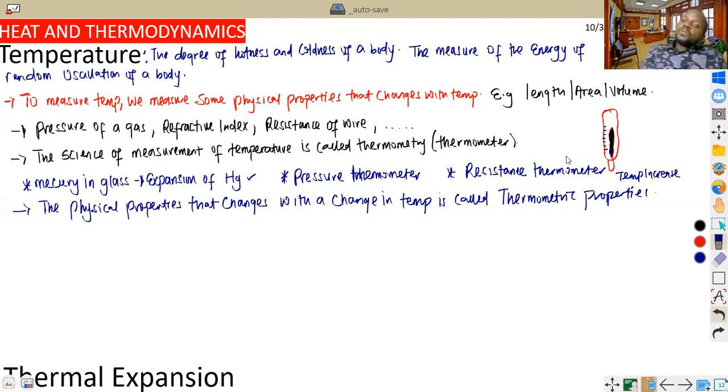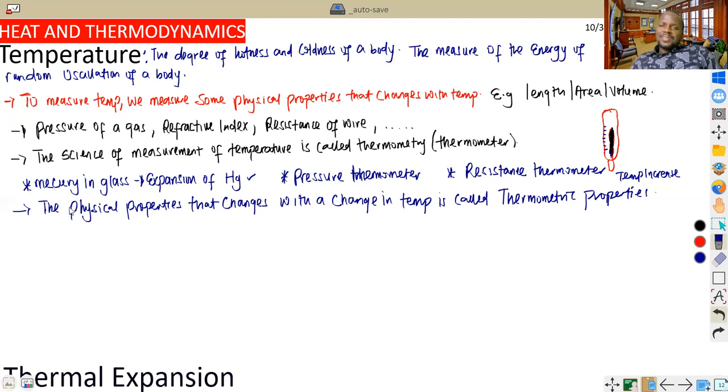There are some particular systems of bodies. Instead of us measuring temperature directly, what we measure is these other physical properties, and those properties that change with changing temperature are called thermometric properties. And the science of the measurement of temperature is called thermometry. I hope students still understand. The same thing occurs with pressure. Instead of measuring the temperature scale directly, we measure the pressure of the gas that is used.